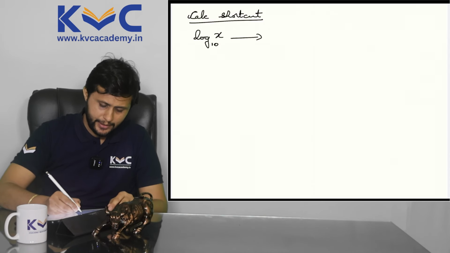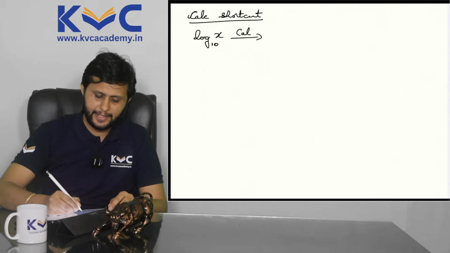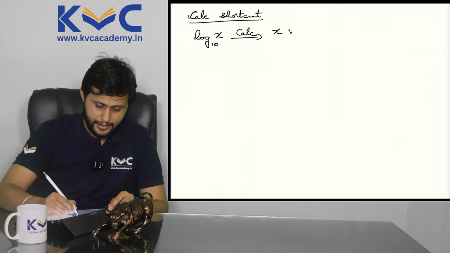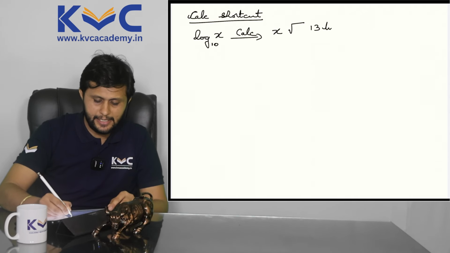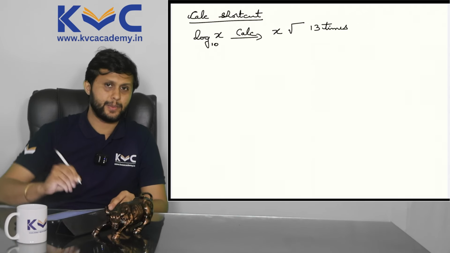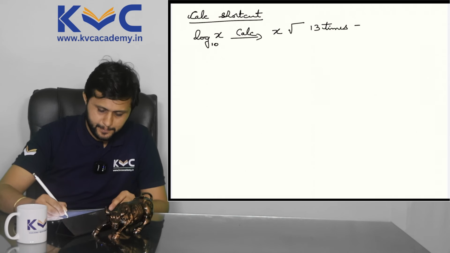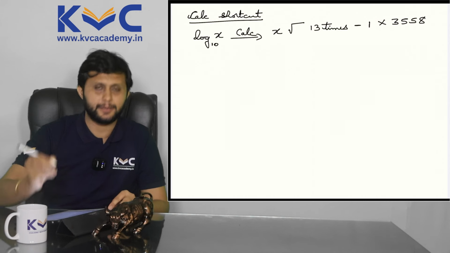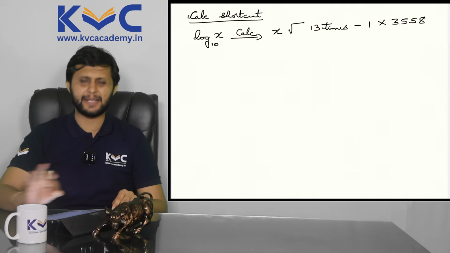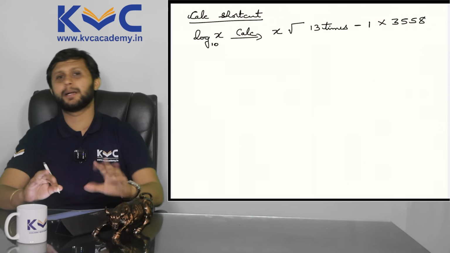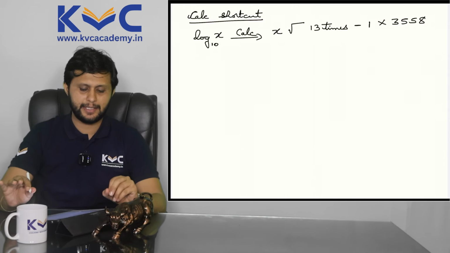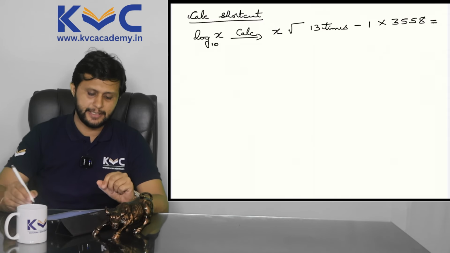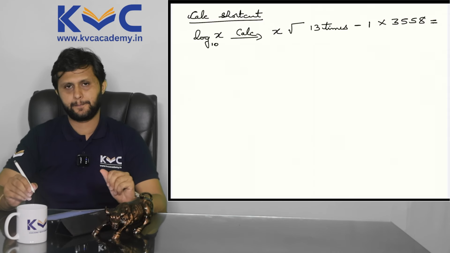This is what you need to do in your calculator. You need to press the number for which you have to find log. First, in the calculator, press square root 13 times. Then minus 1, into 3558. That's it. You need to remember this. Memorize it by heart, call it whatever you want. Obviously after that you have to press equal to get the answer. So we press x first, square root 13 times, minus 1, into 3558.